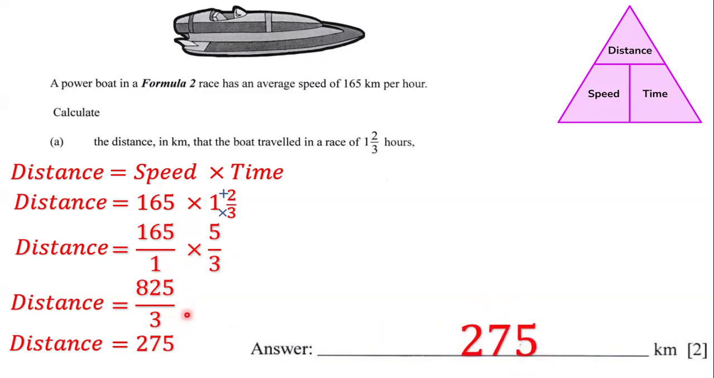How did we get that? Well, we took 825 and divided by 3. And that's how we got 275 kilometers. And that's the distance in kilometers that the boat traveled in a race of 1 2/3 hours. That's the answer to the question.